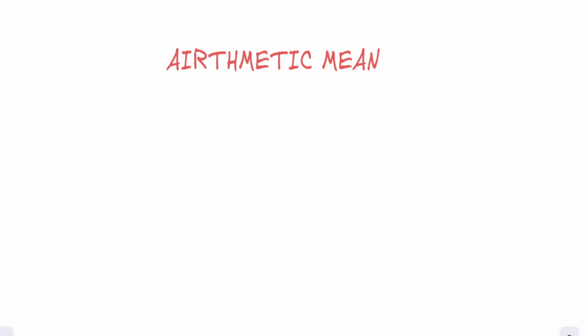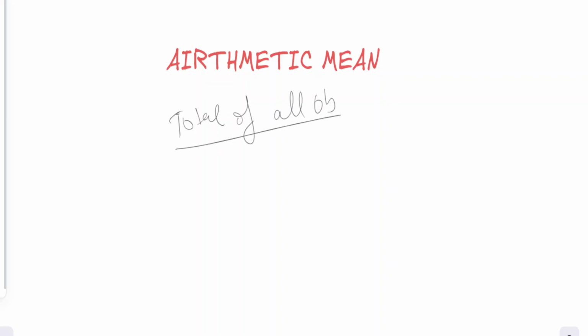So today we are going to start with one of the mathematical averages, that is arithmetic mean. It is called a mathematical average because there are a lot of formulas involved which help us to calculate the arithmetic mean. If I simply talk about the arithmetic mean, it is defined as the sum of values of all observations divided by the number of observations, which is basically the total of all observations divided by the number of observations.